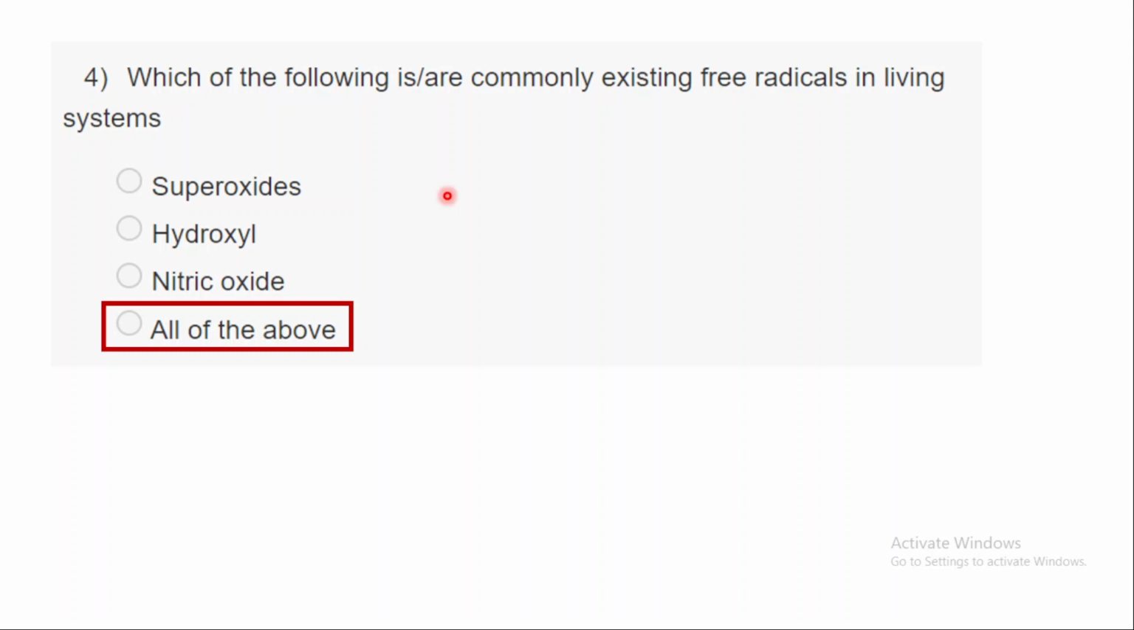Very good. Congratulations to all the students. You are right. All these are free radicals which are present in the living system. Not just superoxides. Superoxides are a major group of radicals representing the reactive oxygen species, but there are also hydroxyl groups and nitric oxide which are also free radicals generated in the living system, right? So the answer would be option D, all of the above.